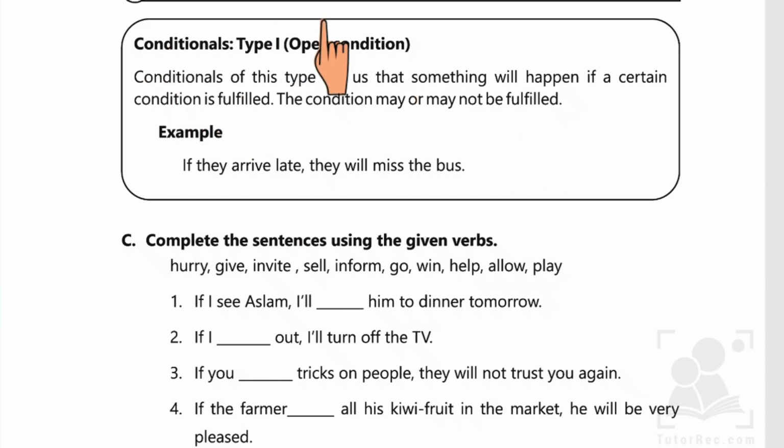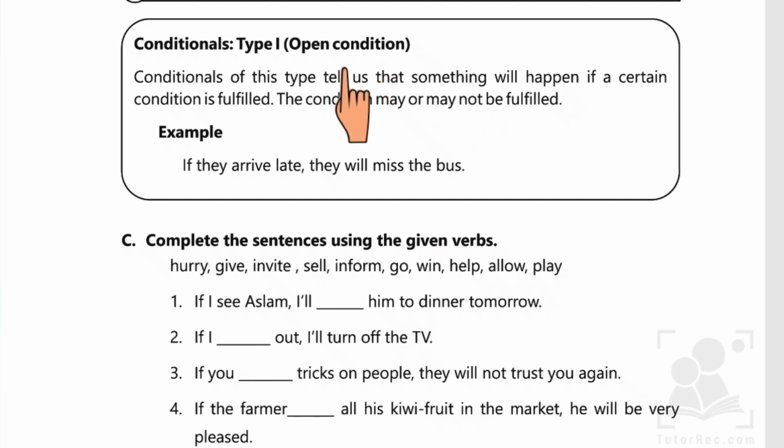So the concept of conditional type 1, which is also called open condition, is that some action has to be done based on a condition. It does not necessarily mean that the condition will be fulfilled. It may or may not be. So we are not going to talk about the results, whether the condition was fulfilled or not, but that any action is based on a particular specific situation, circumstance, or condition.